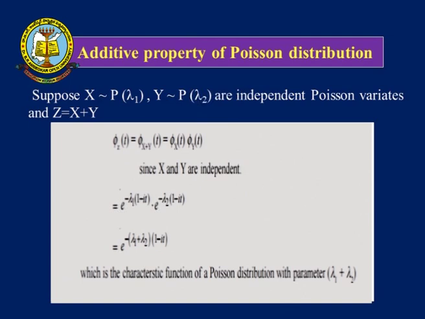Then we can write phi of z of t is equal to phi of x plus y of t, which is equal to phi of x into phi of y, since x and y are independent. Then we write e to the power of minus lambda 1 of 1 minus e power i t into e to the power of minus lambda 2 of 1 minus e power i t. These are the characteristic functions of Poisson distribution. Bases are equal, so the powers should be added. You can write e to the power of minus of lambda 1 plus lambda 2 of 1 minus e power i t, which is the characteristic function of a Poisson distribution with the parameter lambda 1 plus lambda 2.